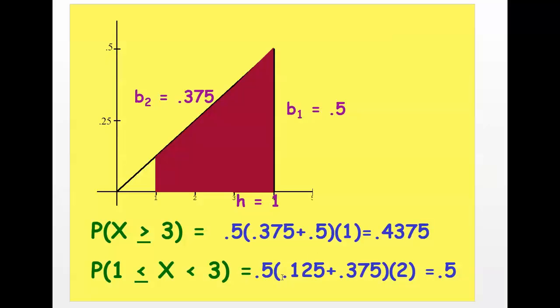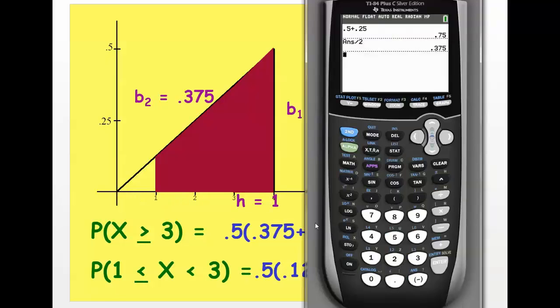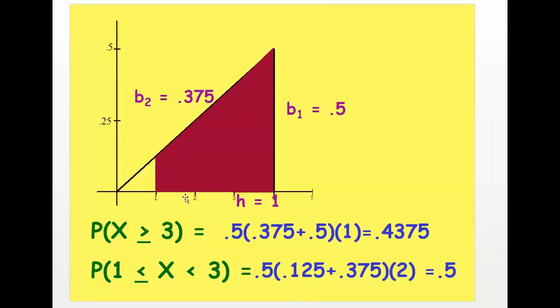Between 1 and 3, okay, now where did the 0.125 come from? Well, here's 1, and I know at 2 it's 0.25, so I want halfway between 0 and 0.25. I can take a calculator out again and just divide 0.25 by 2, and that's where that 0.125 comes in. And then I just type that into the formula.